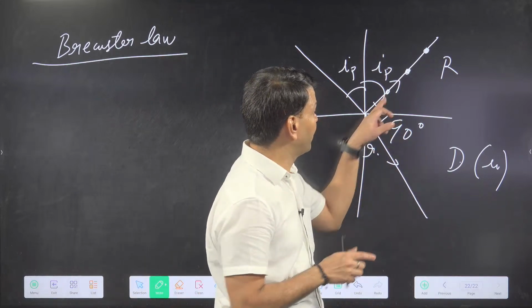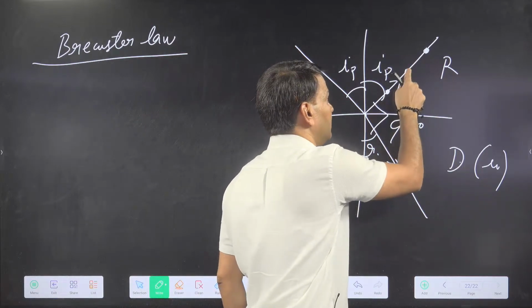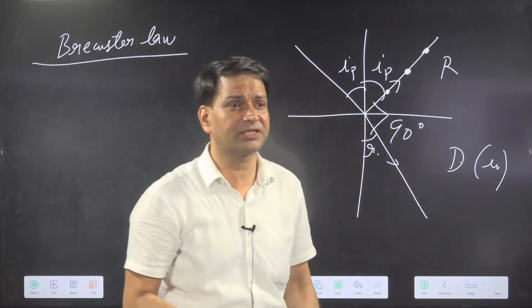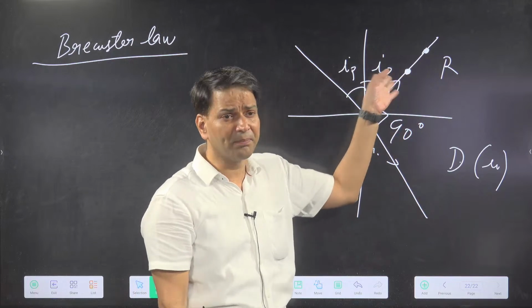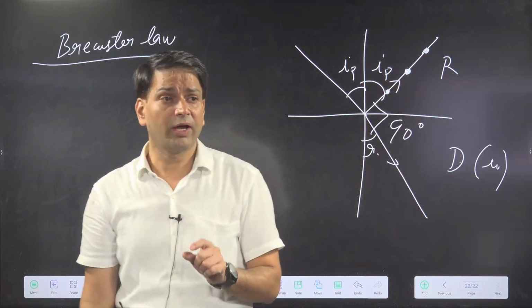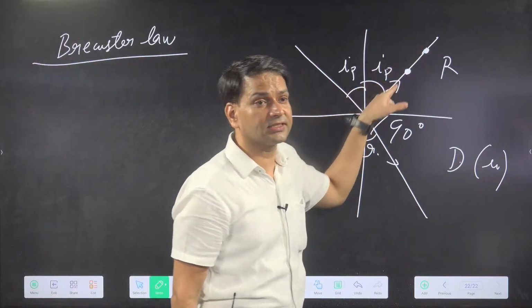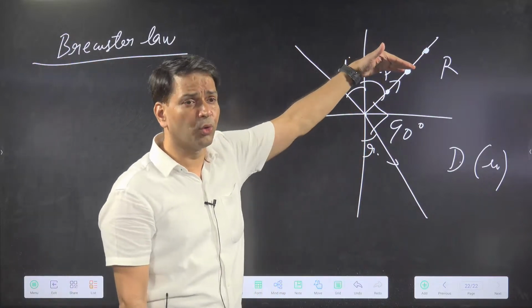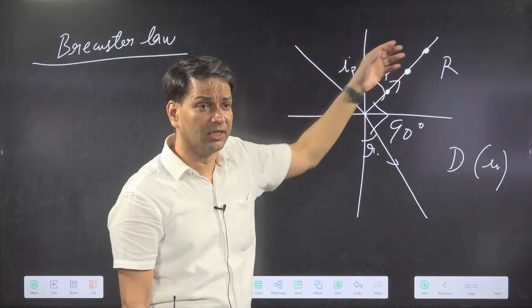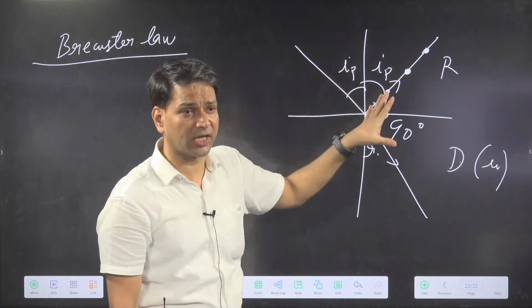Okay, here I have mentioned the reflected ray. And the dot means all the vibrations lie perpendicular to the plane. So here the reflected ray is completely polarized, and that angle of incidence is called the polarizing angle.